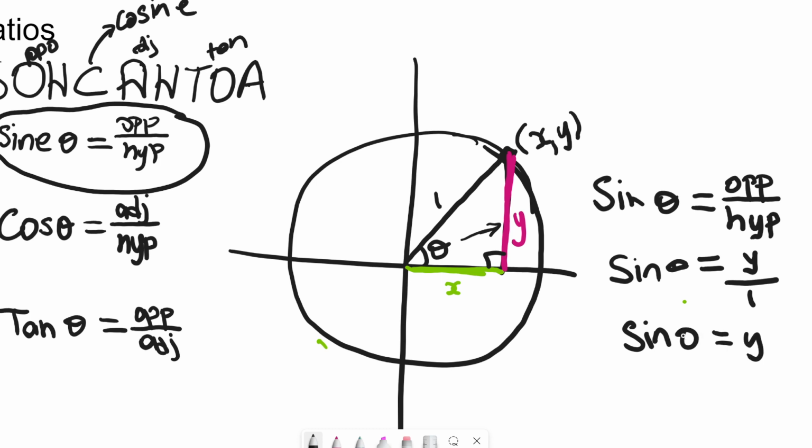So if I wanted to come back up here, since they're equal, I can replace y with sine theta. Okay? So what this means for us is that the y coordinate for the intersection of our right triangles, or angles within the unit circle, is going to be representative of sine of that angle, or sine theta. And we can use a similar method.